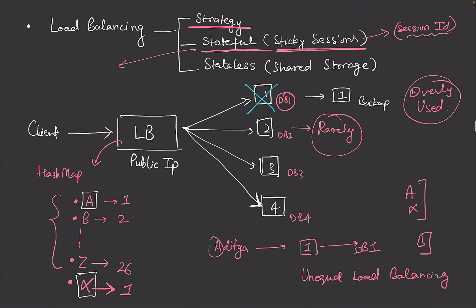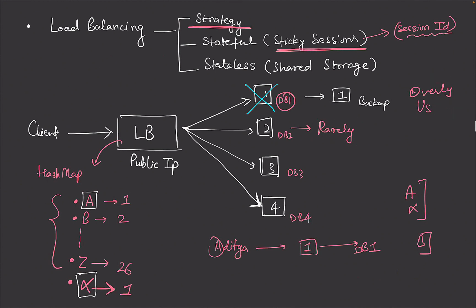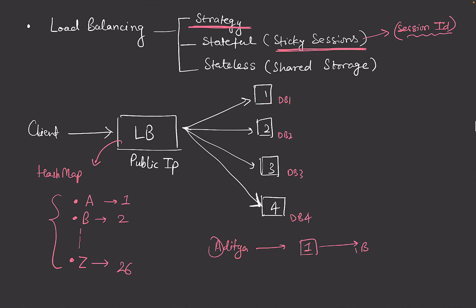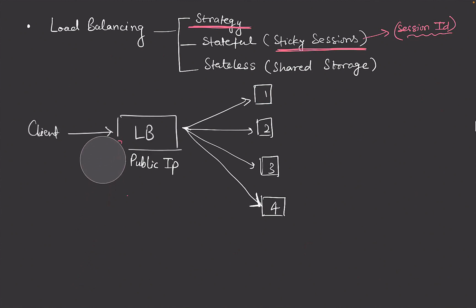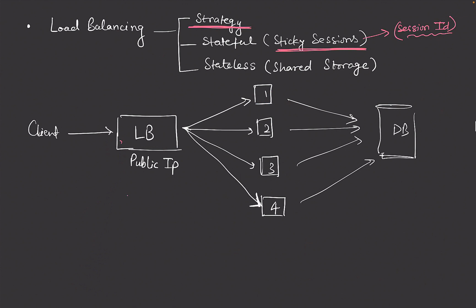So instead we use stateless servers, and stateless means that the servers do not have their own databases. They do not store the state of the request. They do not care where the request is coming from, whether it's from Aditya or from someone else, because they use a common space or shared storage. So all of them will use a common database, and it doesn't matter, all the data from A to Z is stored in this particular database.